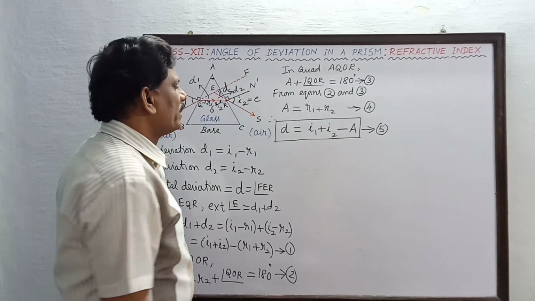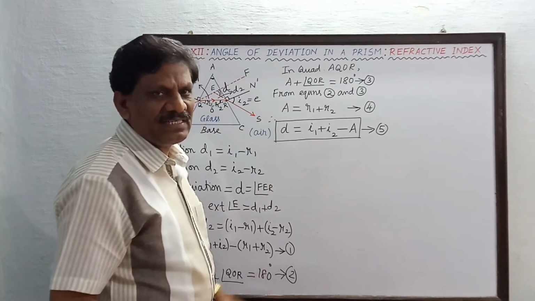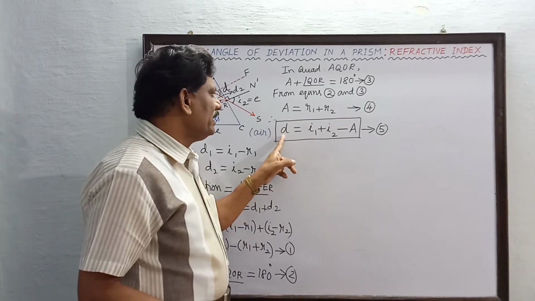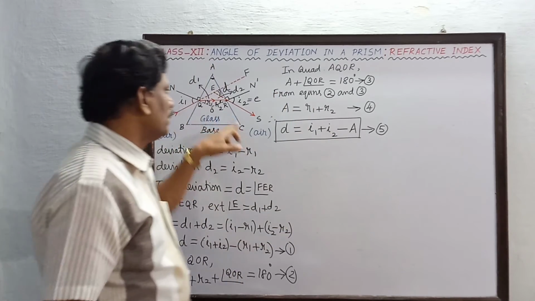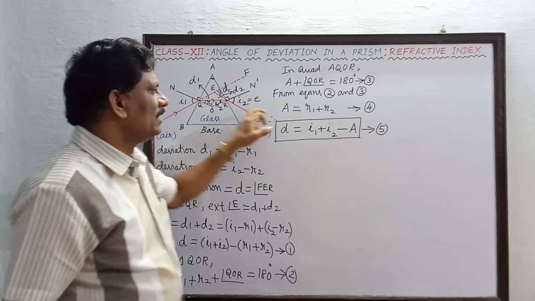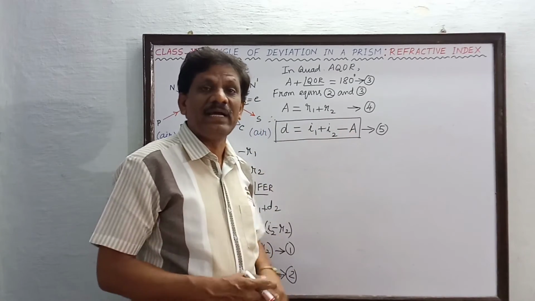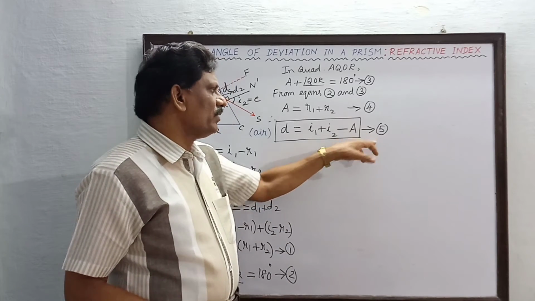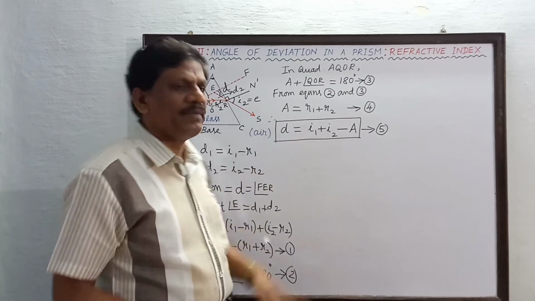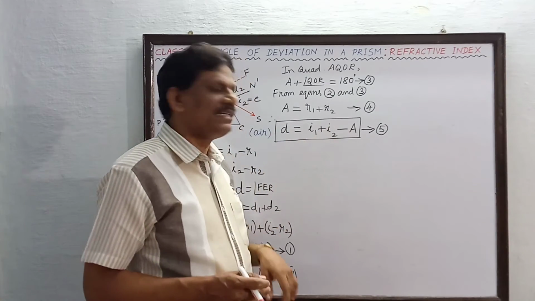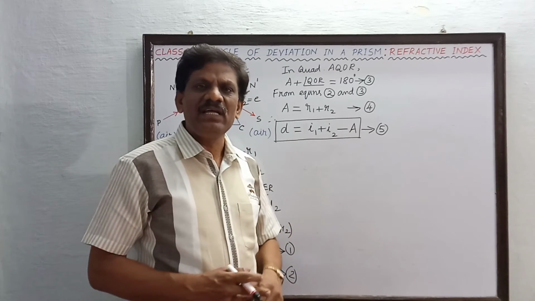Understand? So here D is the deviation which depends on the angle of incidence I1, and the angle of emergence. I2 is what? Angle of emergence. And A is what? The angle of the prism. So deviation also depends on what? The angle of the prism. So from this equation 5, we understand that the deviation produced by a prism depends on these three factors, namely angle of incidence, then angle of emergence, and angle of the prism.